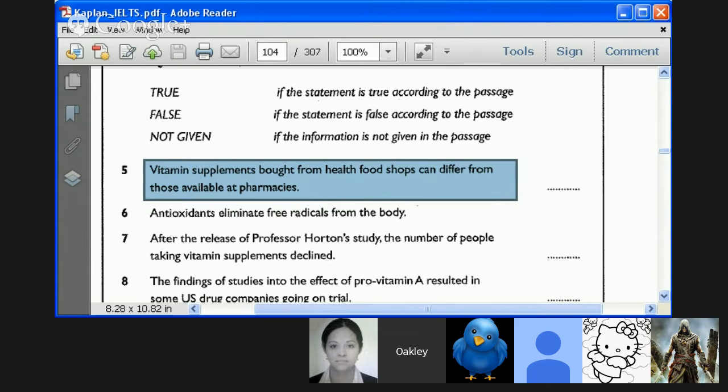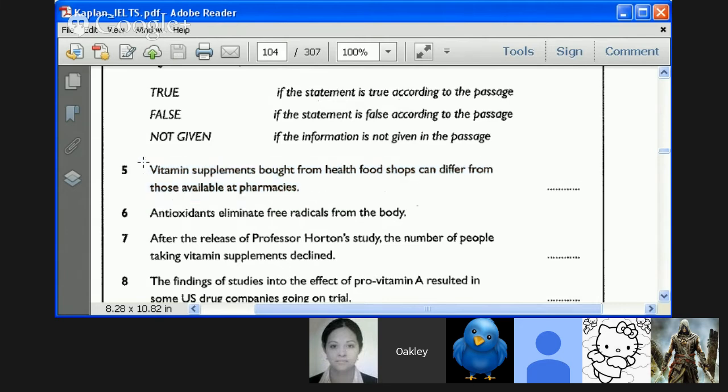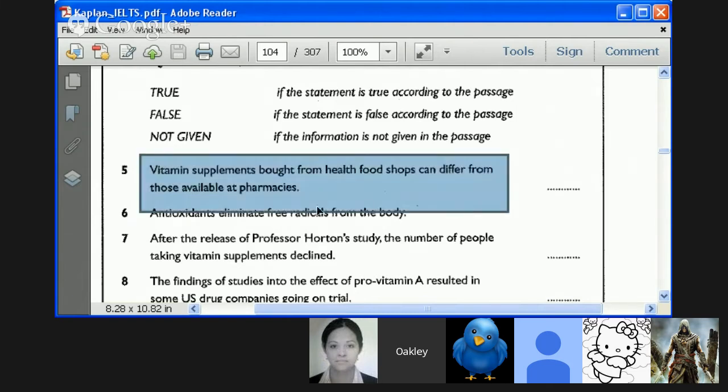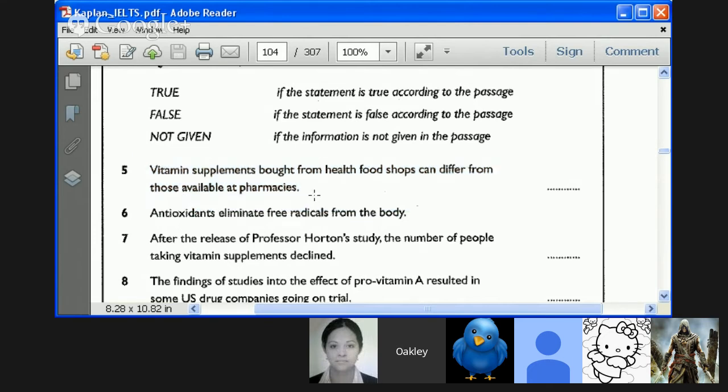Okay, Rocio, looking at number 5. Vitamin supplements bought from health food shops can differ from those available at pharmacies. What keyword can you search for in this sentence? What are you going to search for? Or where are you going to search?